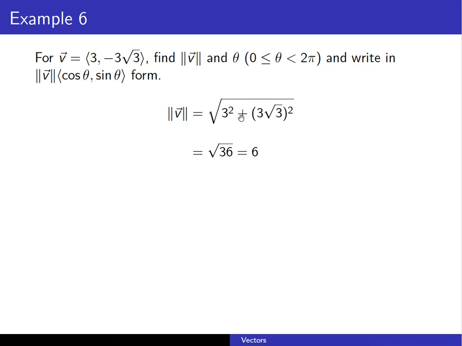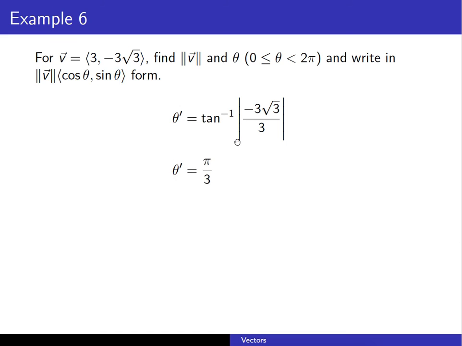When we do that, we get 9 plus 9 times 3 is 27, so 9 plus 27 is 36, and the square root of 36 is 6. So our magnitude of our vector is 6. And then if we look at using reference angles again, the inverse tangent of the absolute value of negative 3 square root of 3 divided by 3 will give us, this will be negative square root of 3, and then take the absolute value of that. If we take the inverse tangent of square root of 3, we get pi over 3, or 60 degrees.